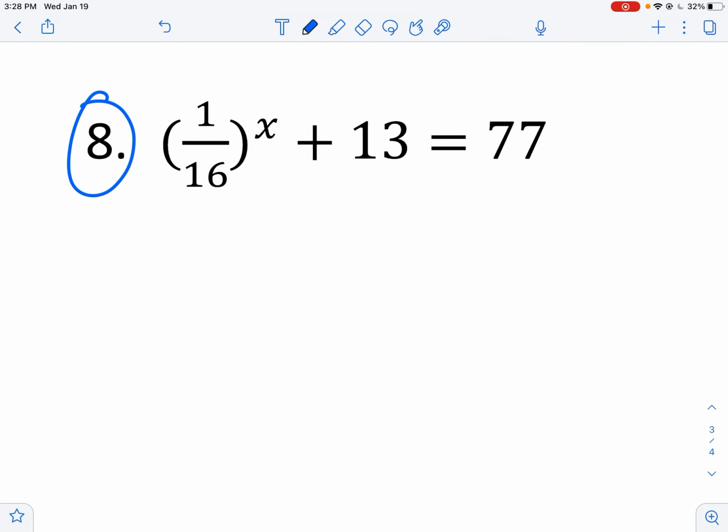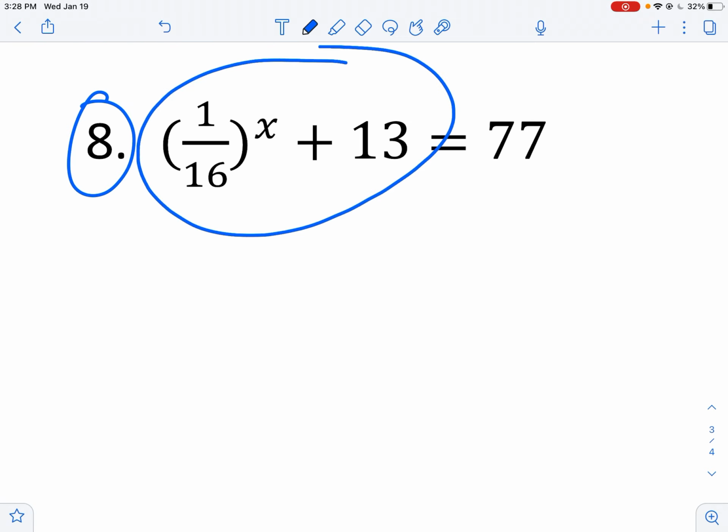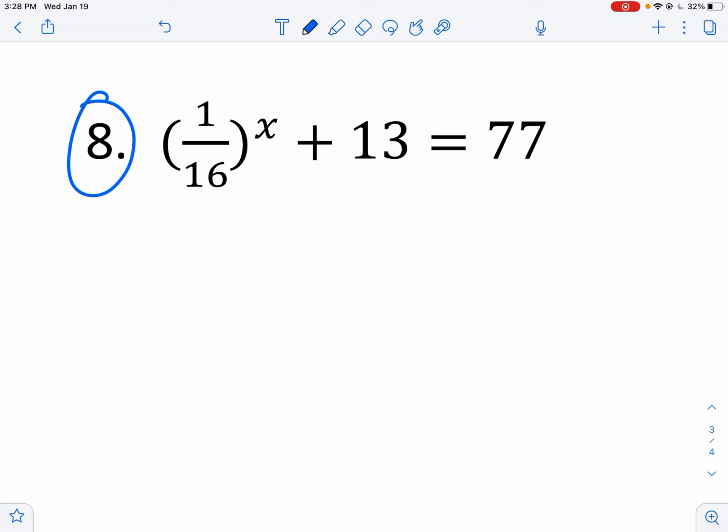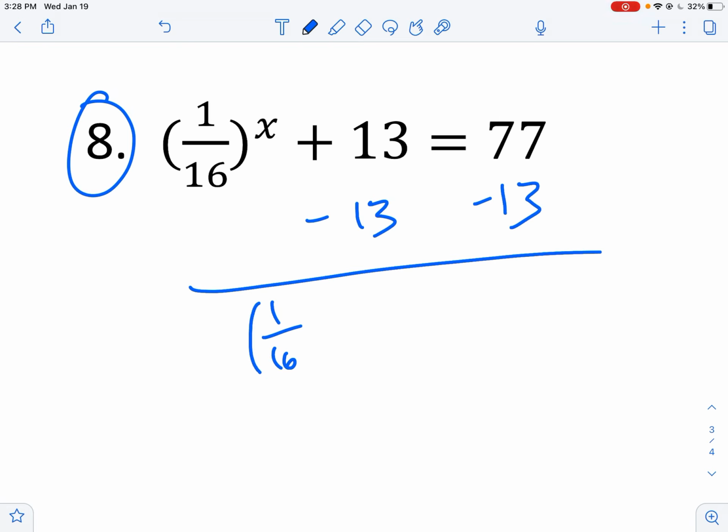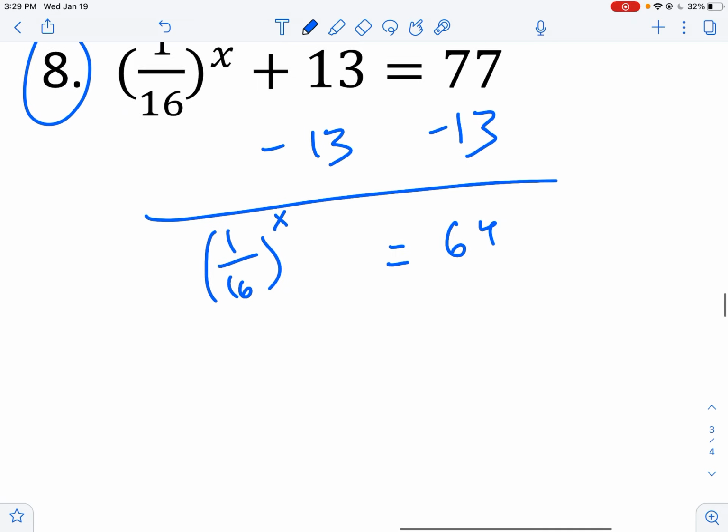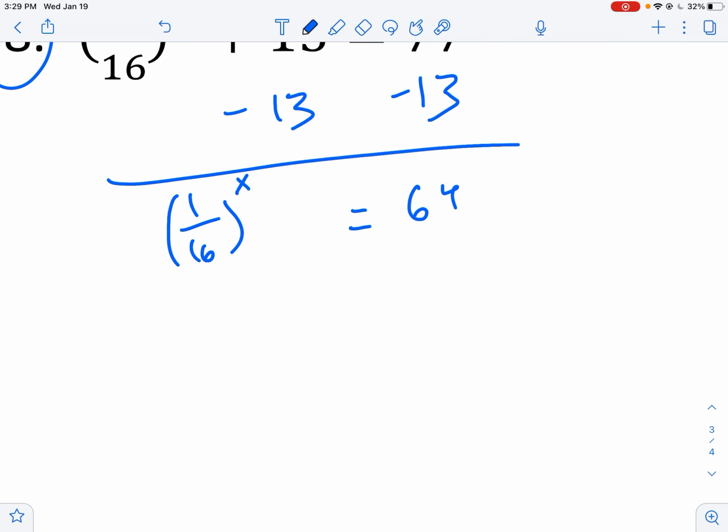Just like yesterday, if you have more than one term on a side, you need to make it so it's only one term. And so we're going to get rid of this plus 13. You just subtract it off. No big deal. And now we got 1/16 to the x power is equal to 64. All right, well, now I need to convert the right side to be 1/16. And so I'm going to try to divide by 16. When you divide by 16, you get 4.